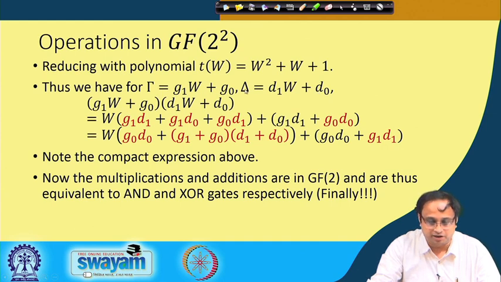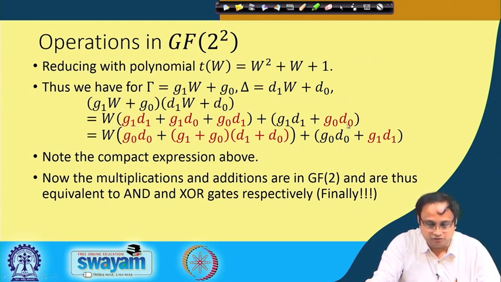When I am multiplying gamma and delta, that means G1 W + G0 with D1 W + D0, again remember that I will get a term like W squared. So I again need an irreducible polynomial. The irreducible polynomial in this case is W^2 + W + 1. There is only one irreducible polynomial choice. But this equation can have two roots, and therefore you have two polynomial basis choices. Suppose I take one of them and call it W, and then I can write this as follows. This is my simplified expression.